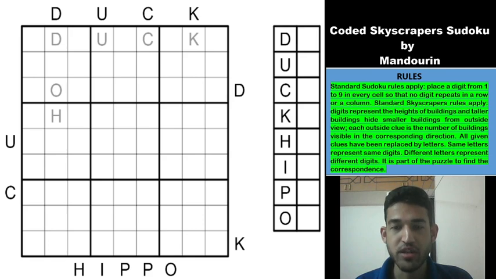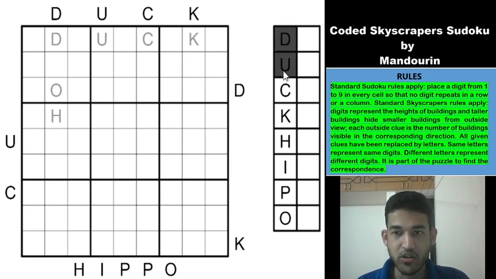All given clues have been replaced by letters. Same letters represent same digits, and different letters represent different digits. It's part of the puzzle to find the correspondence. So normally in a skyscraper Sudoku, one would expect to find outside digits, but here you can see that only alphabets have been given. So this basically means that whichever digit is mapped to this alphabet has been encoded.